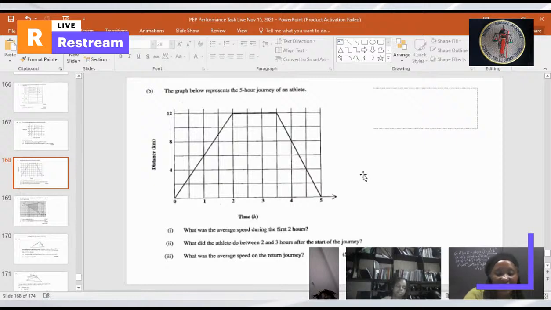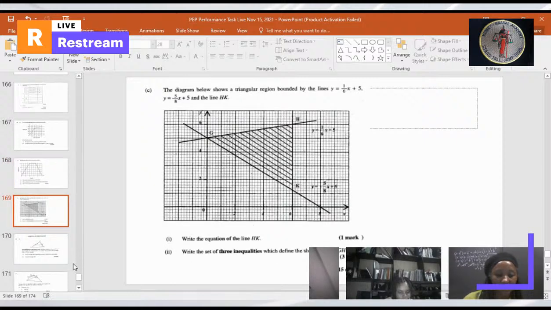So when the gradient is steeper, the person or the vehicle is traveling faster, covering more distance in less time. So a steep gradient shows faster movement. All right, so let's go to the next question.